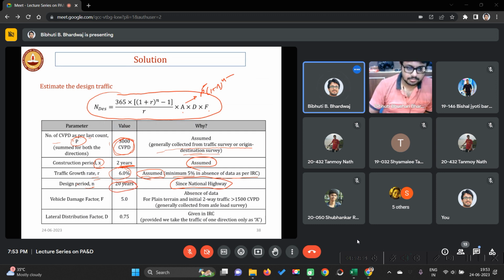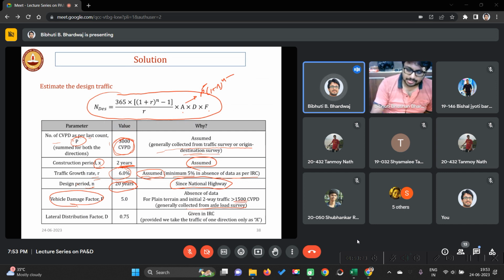20 years. Vehicle damage factor, if it is given to you in the axle load spectrum survey details table, from there you can calculate. But if you are not conducting the survey, it is generally collected from the axle load survey, and if it is not collected then you can get it from IRC.